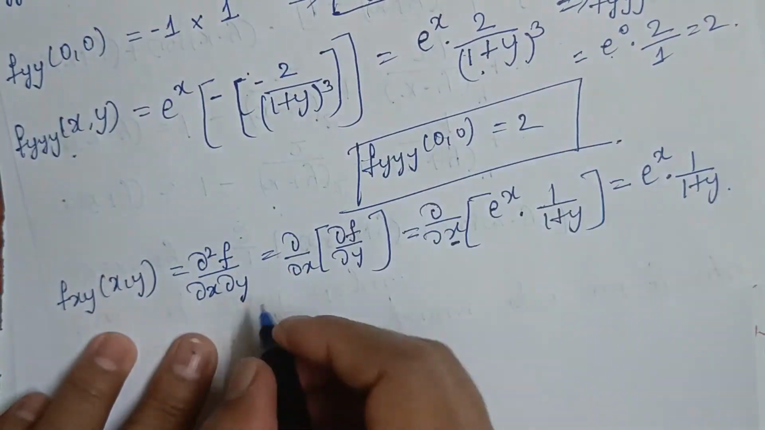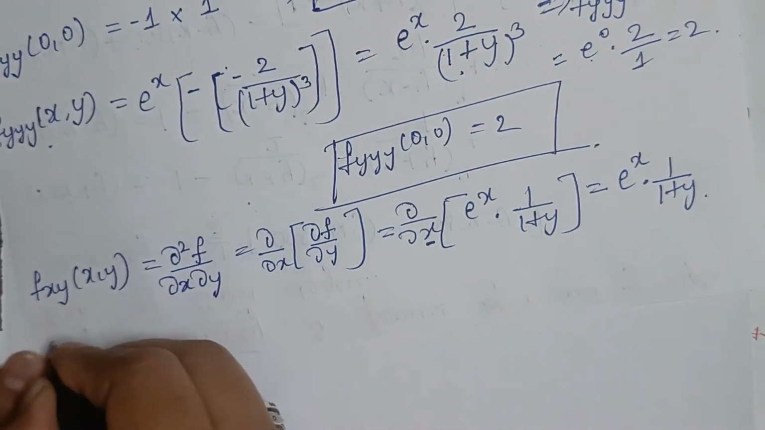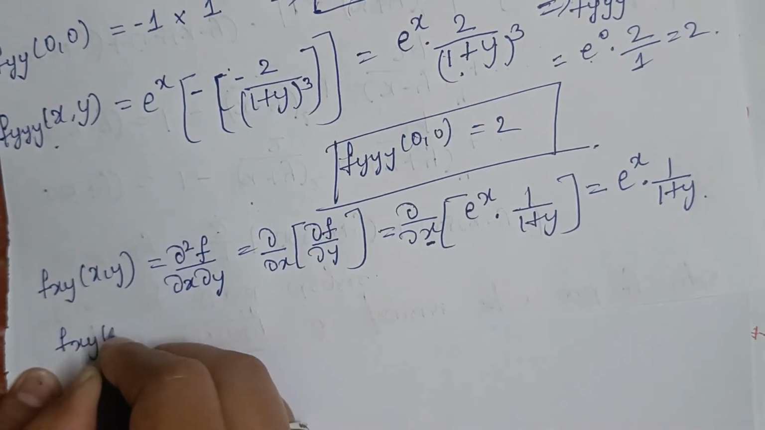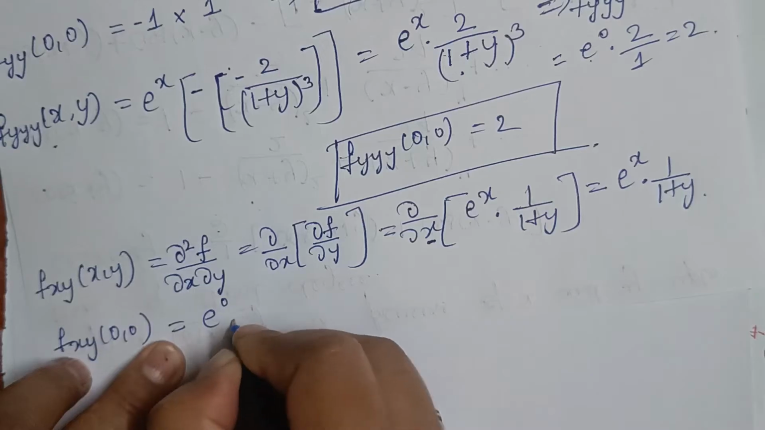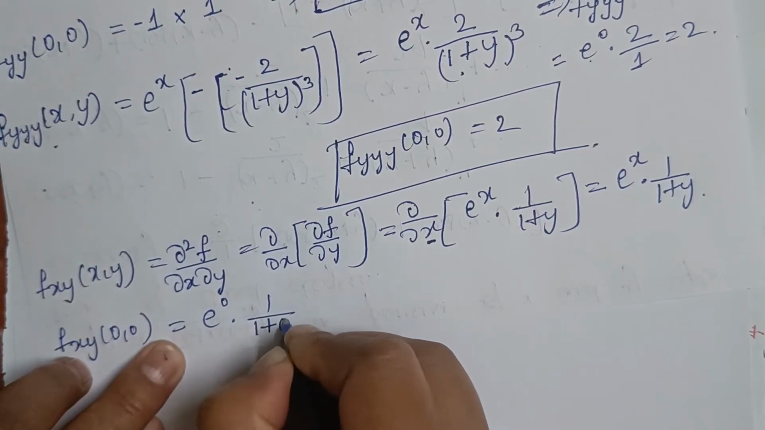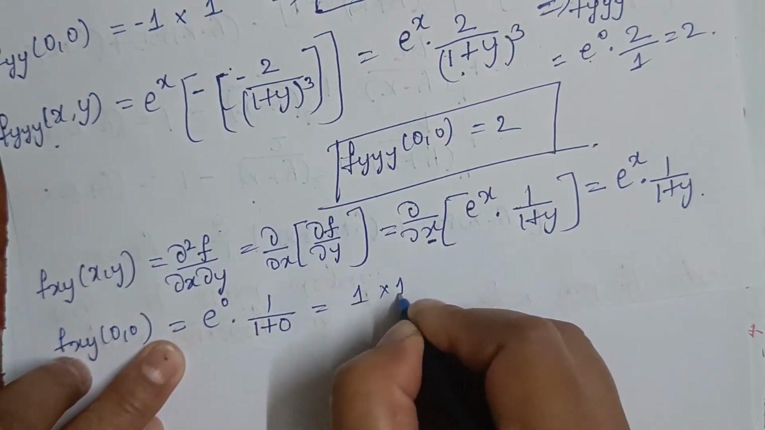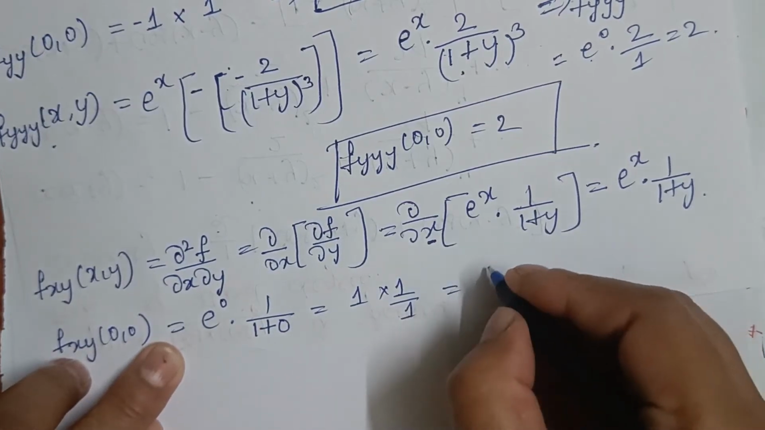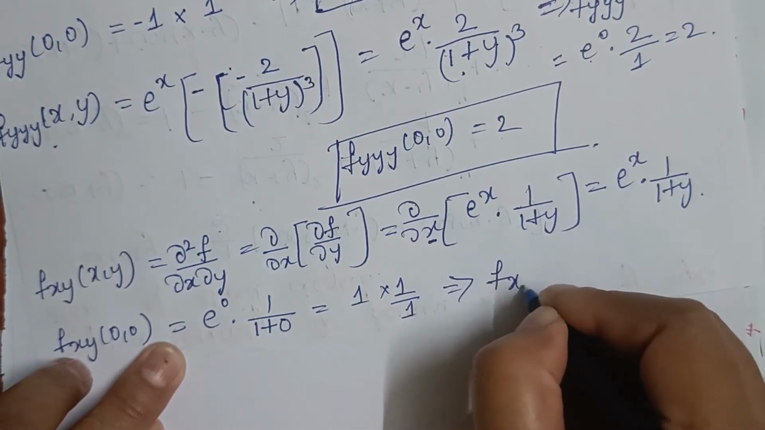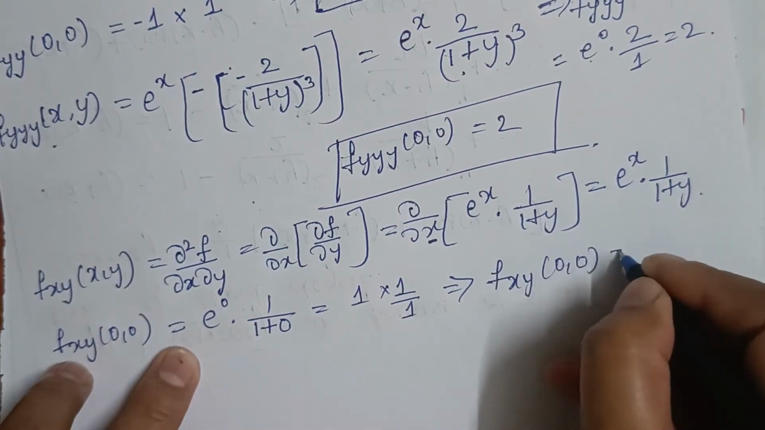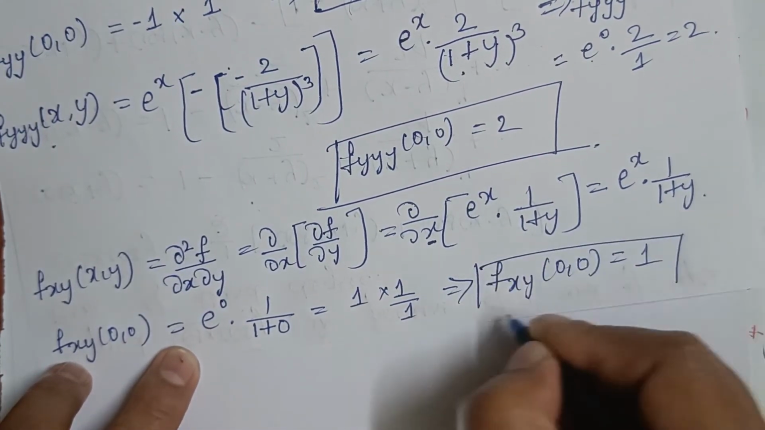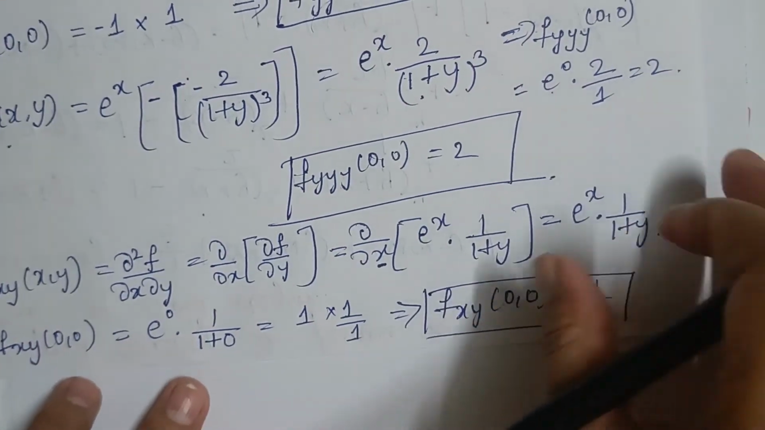So f_xy(0, 0), I can write it as e^0 into 1 divided by (1 plus 0), which is 1 into 1 divided by 1, which is equal to 1. So f_xy(0, 0) is equal to 1. I hope this much is clear.